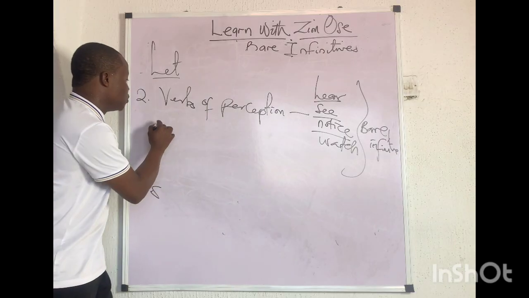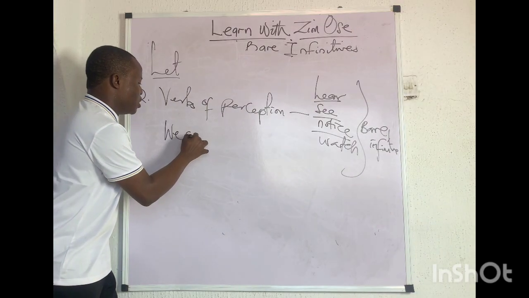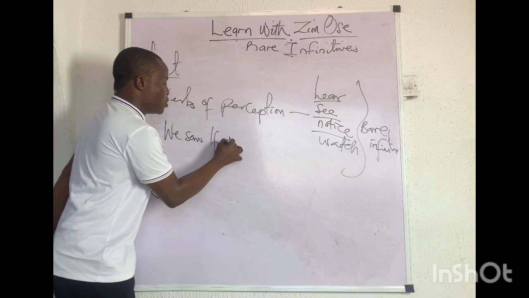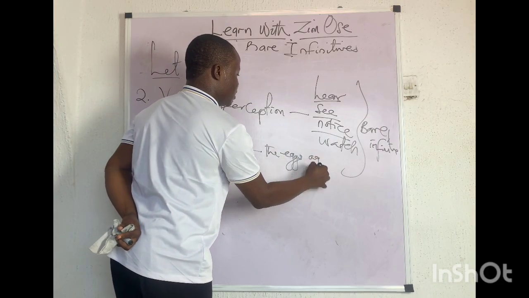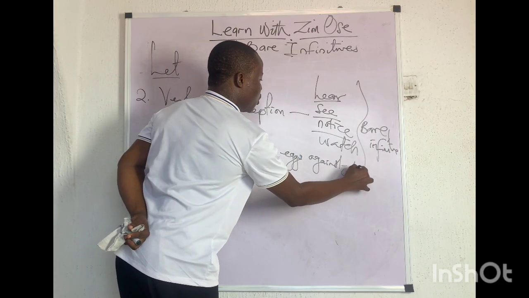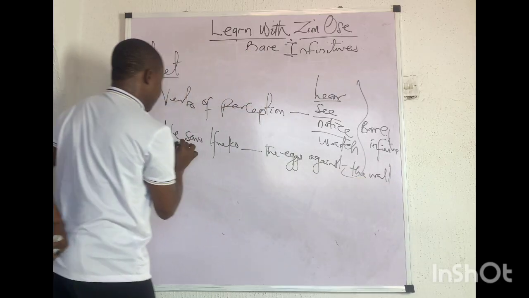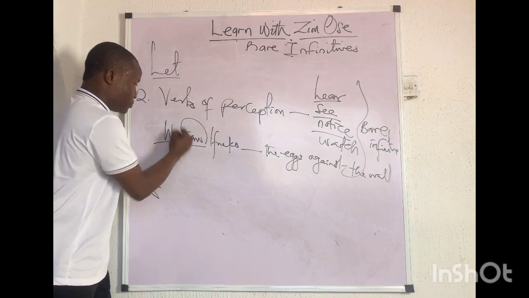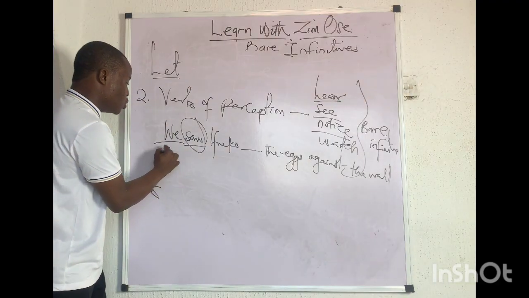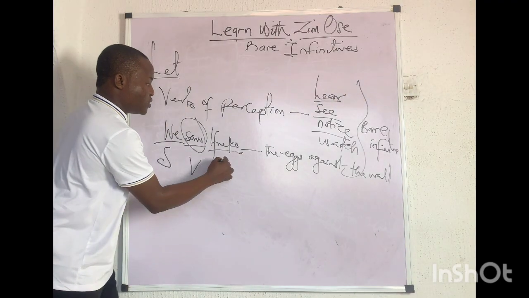Verbs of perception. Example, we saw Ifeoma smash the eggs against the wall. Now here, we is the subject. The action performed here is saw. The main verb here is saw. So we have S-V. Ifeoma here is the object.